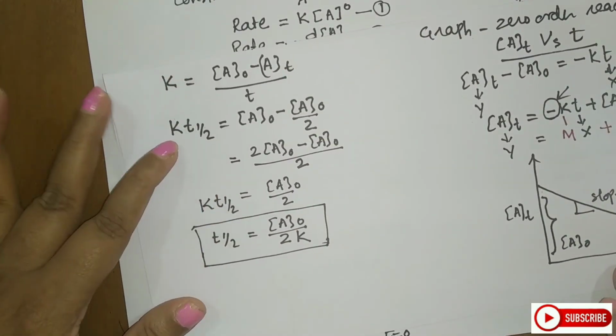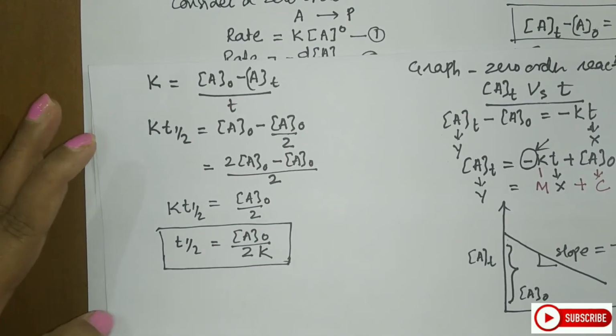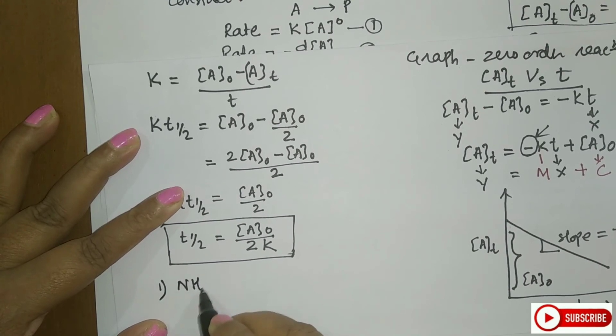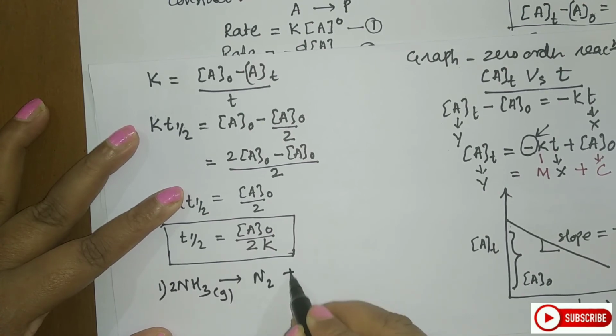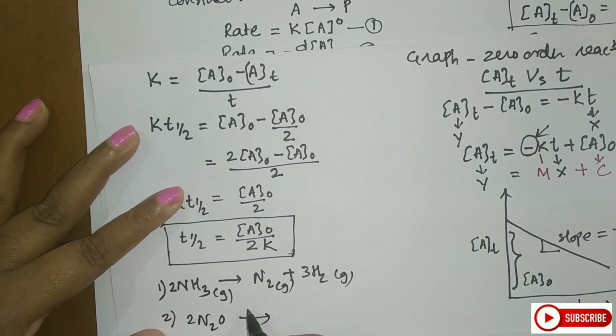Let us see a few of the examples. You can write these if a definition of zero order is asked. So the best example here is ammonia decomposition. So you have ammonia in the gas phase, and you get N2 plus 3H2. So this is one of them. Second equation is N2O decomposition. So you have 2N2 plus O2.